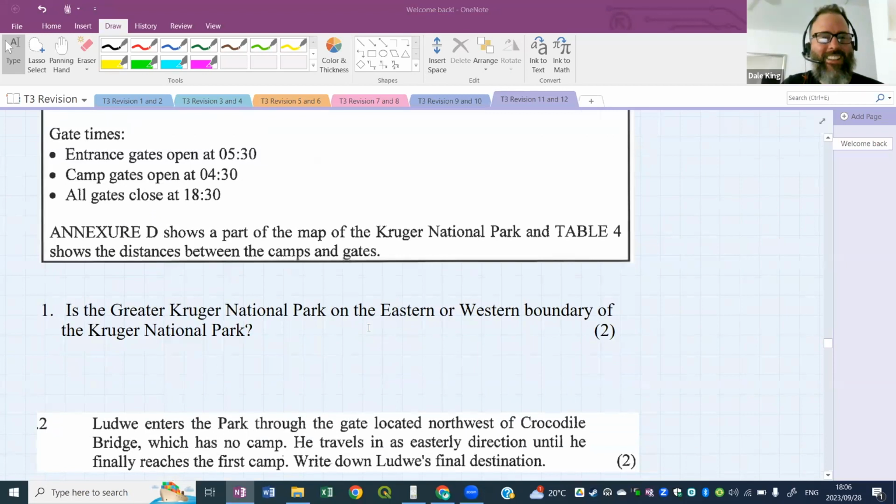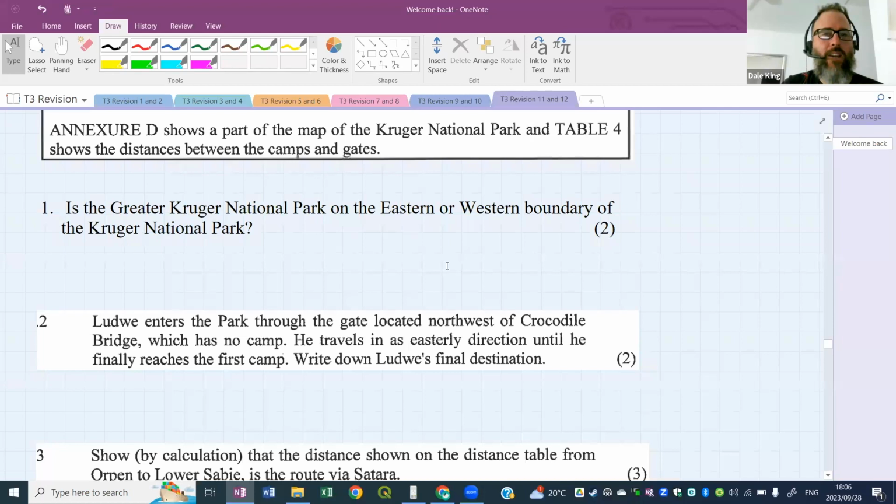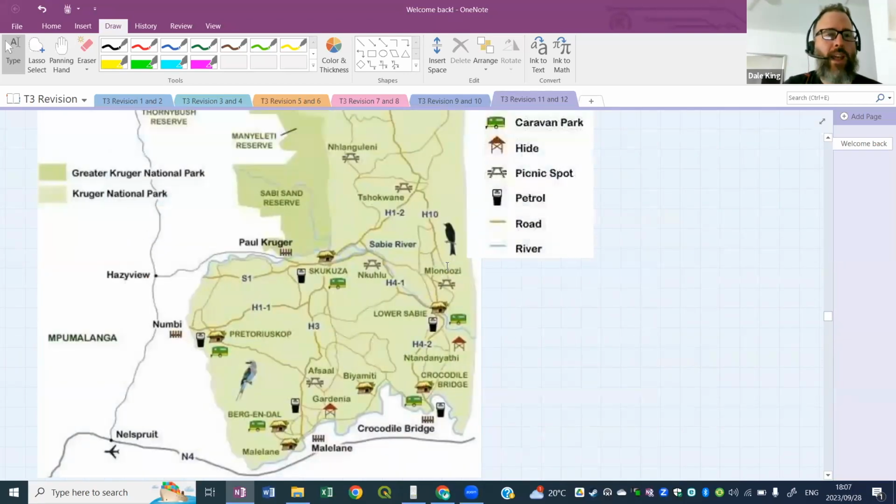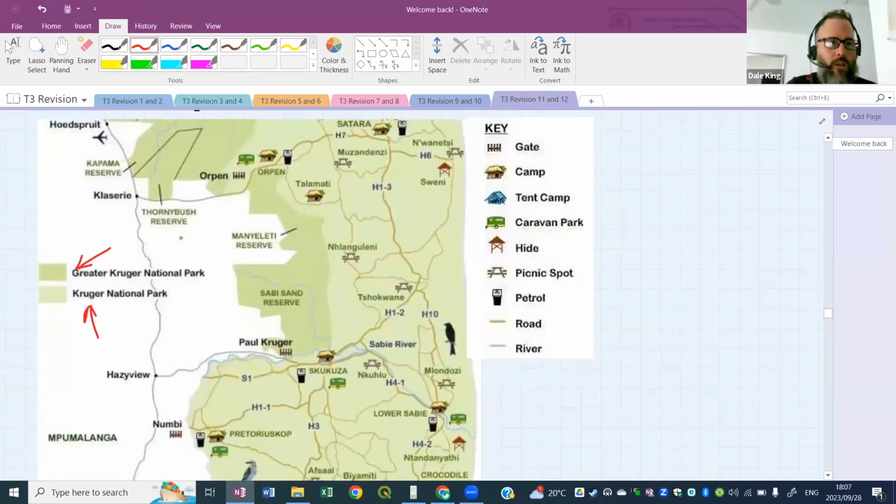Number one. Is the Greater Kruger National Park on the eastern or the western boundary of the Kruger National Park? So let's go up to the map. Is the Greater Kruger National Park, this one, on the eastern or the western boundary of the Kruger National Park? So the Greater Kruger National Park is the dark beige, and the Kruger National Park is the light beige. Is it on the western boundary or the eastern boundary?